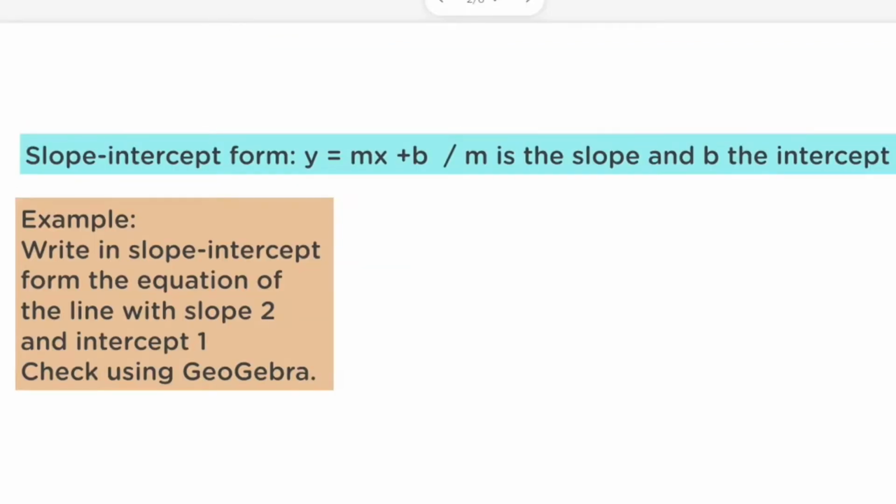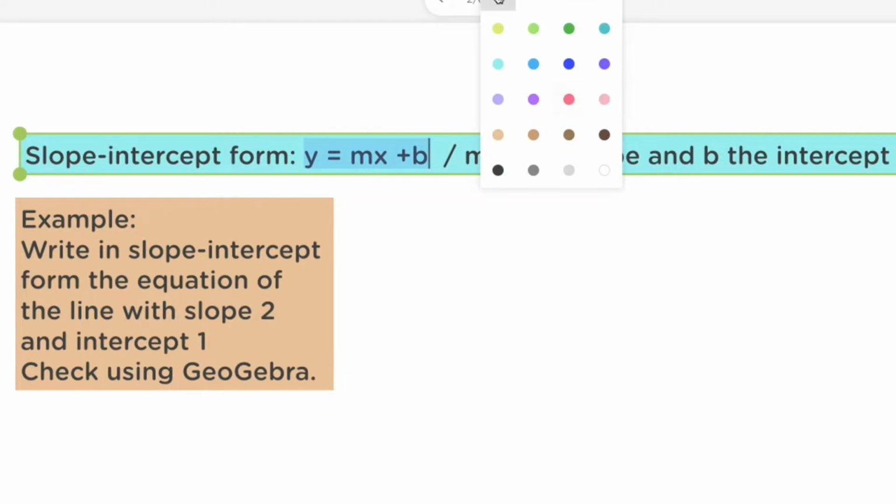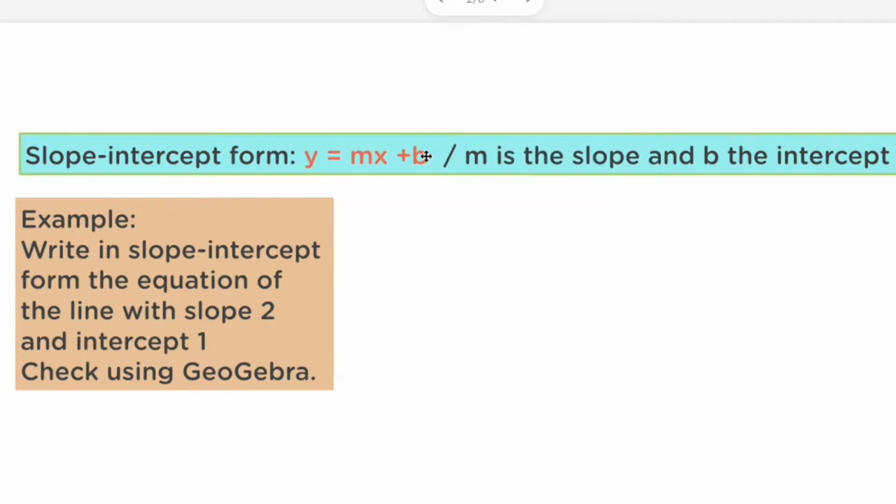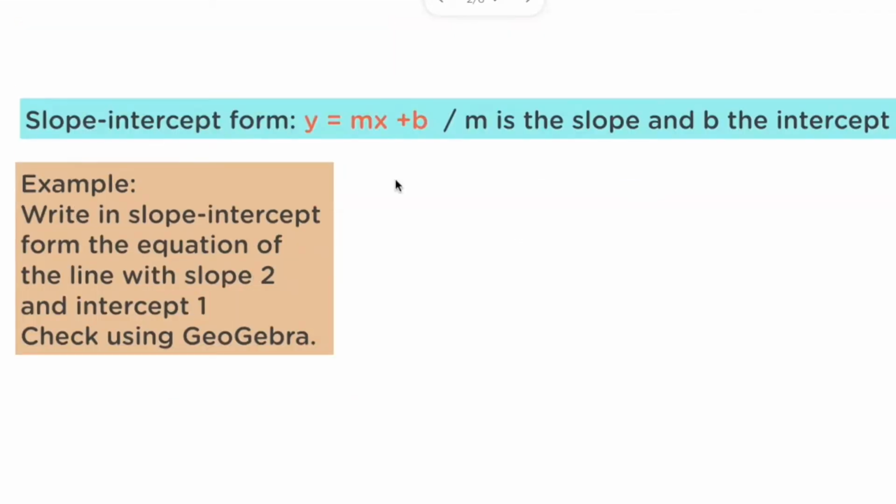Now let's start with the first objective, slope intercept form. The slope intercept form is this form: y equals mx plus b. m is the slope, b is the intercept. And when we say intercept, we mean the y-intercept. We're going to see here an example of how to use this form.